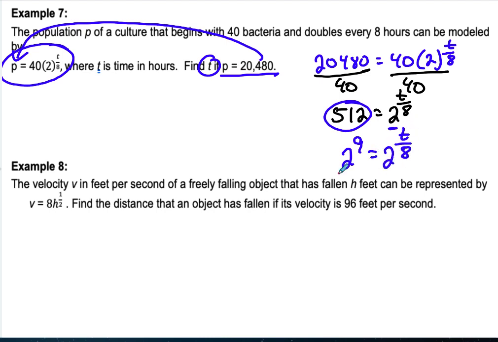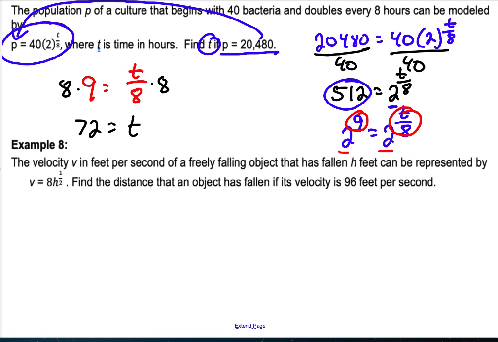Okay. So I've got the same bases. Now I set the exponents equal to each other. So 9 is equal to t over 8. Well, t divided by 8, so I'm going to multiply by 8. And 72 is equal to t. So in 72 hours, it would have grown from 40 bacteria to 20,480.